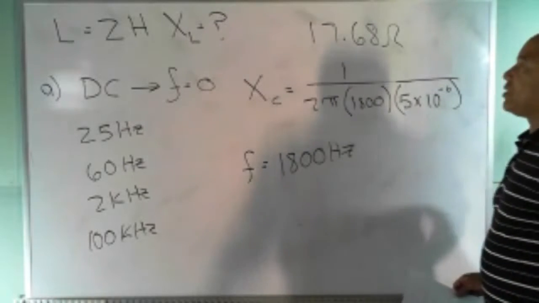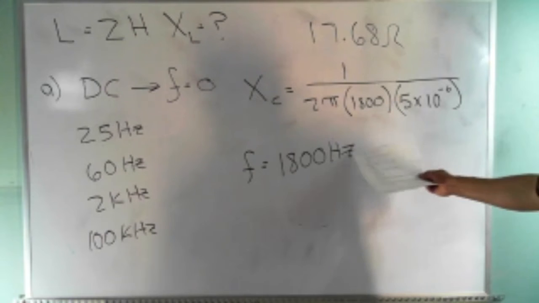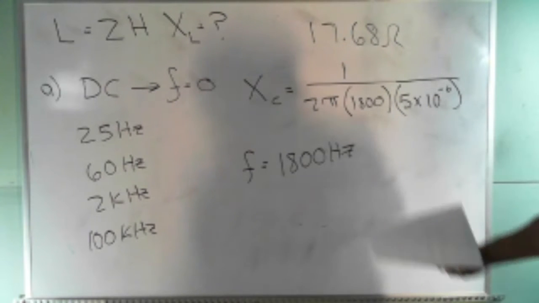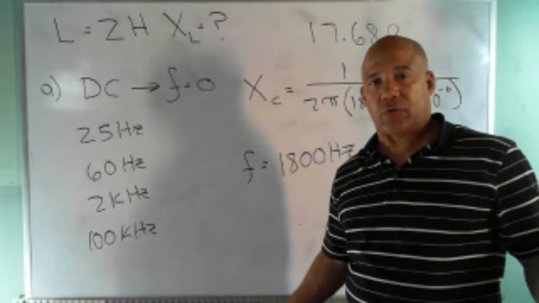I got 17.68 for that one. All right, I think that's right. I remember that number from last semester, so I think that's right. Okay, but the point is, as this gets higher, XC gets lower, and eventually you can get high enough that XC is equivalent to a short circuit.